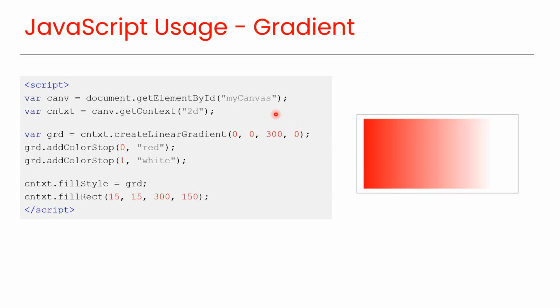To create a linear gradient in a canvas using JavaScript, you can use this code. Here we are defining the starting color. Here we are defining the ending color. Here we are defining the fill style. And then we are using this code to fill the canvas with gradient color. As you can see in this preview.